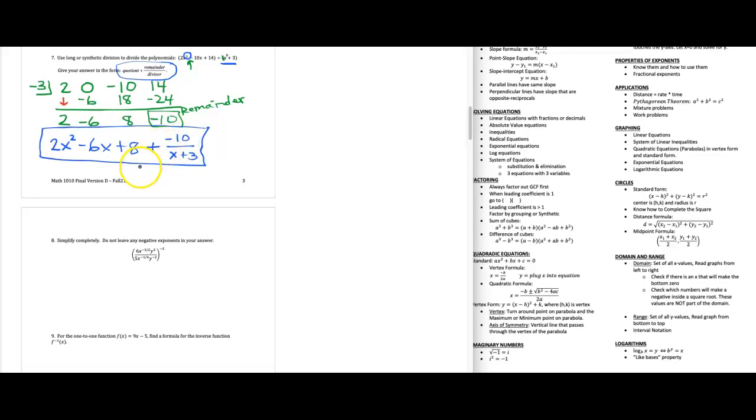Could the plus sign prior to the remainder be rewritten as a minus since the remainder is negative? Yep, either way I would accept as right. Okay. So you could write this as minus 10 over x plus 3 or plus a negative 10. Either way is totally fine. Either way is perfectly acceptable.